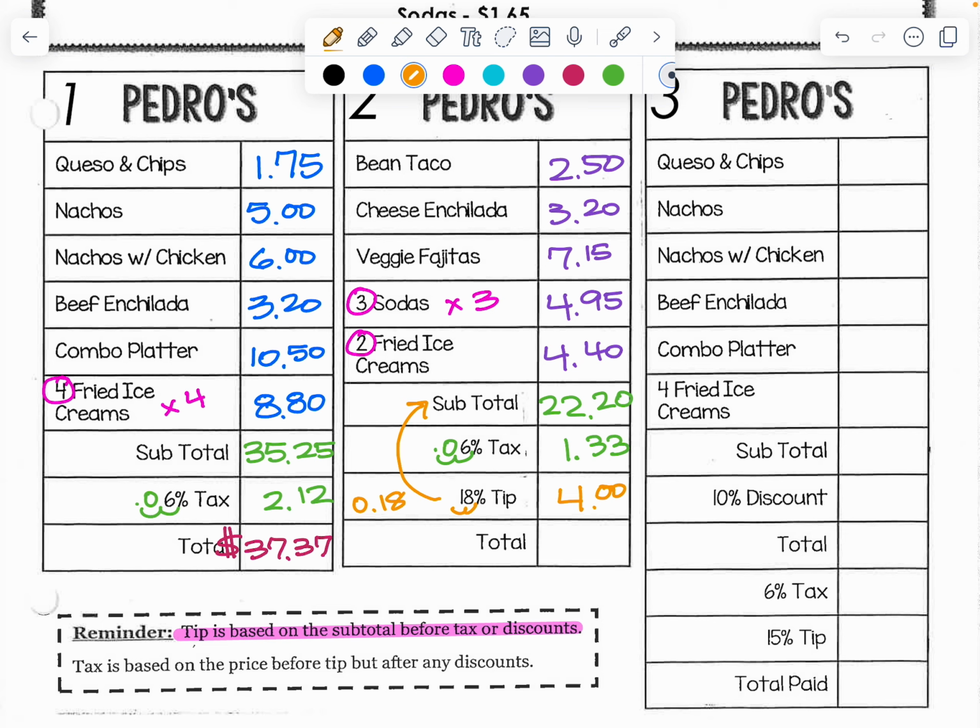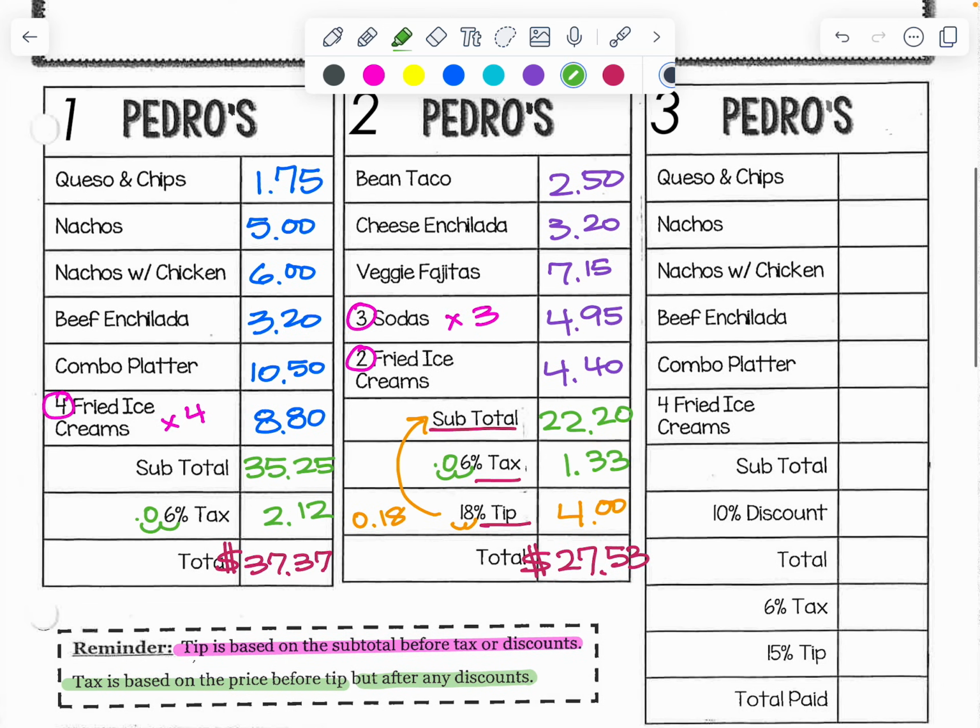Yep. All right, now let's look at our grand total. We're going to take our subtotal, add on our tax and our tip. Before we leave the restaurant, we are spending $27.53. Ta-da! All right, another thing to pay attention to down here is tax is based on the price before the tip, but after any discounts. So we don't have to pay tax if we have a coupon, which is very handy.